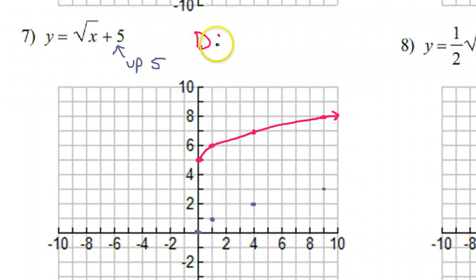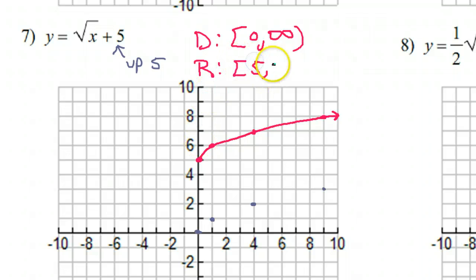And then we can talk about the domain. The x values go from 0 to infinity. And the range, the y values go from 5 to infinity. So that's the answer to number 7.